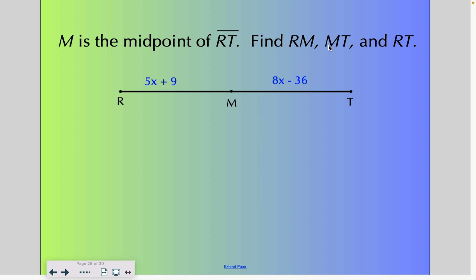M is the midpoint of RT. Find RM, MT, and RT, which means you got to find x as well. Just you though. No group work on this one. Let's see what you do. Make sure you find all of them. Find x, find each one. I think I also want the entire thing.